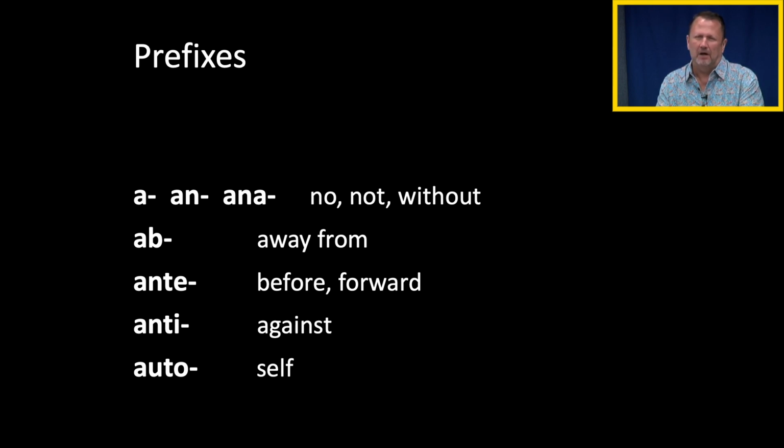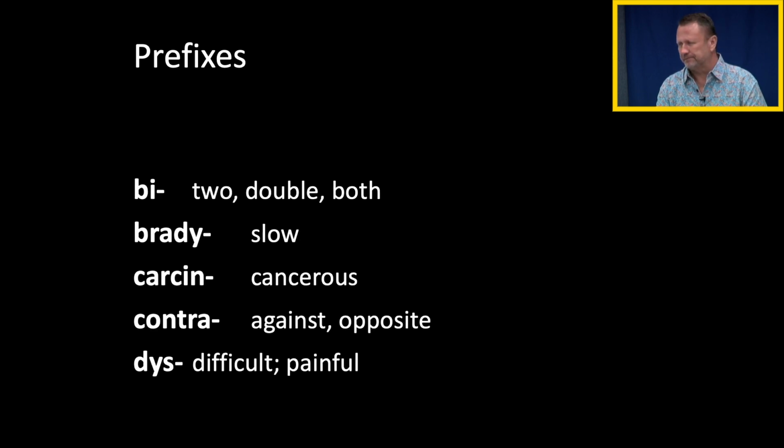All right. Ante again means before. It can also mean in front of and forward. But anti means against, like an antibody, so don't confuse ante with anti. Auto means self, so if we have some autoimmune problem, that means our immune system is making antibodies against ourselves. All right, so an autoimmune problem means the immune system is attacking ourselves.